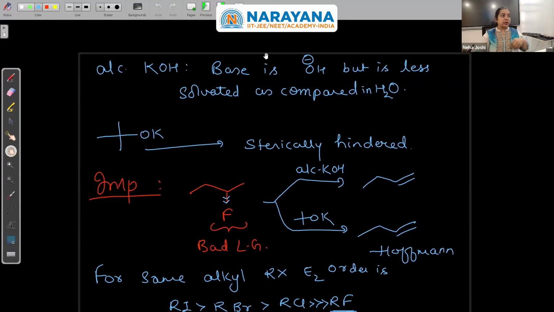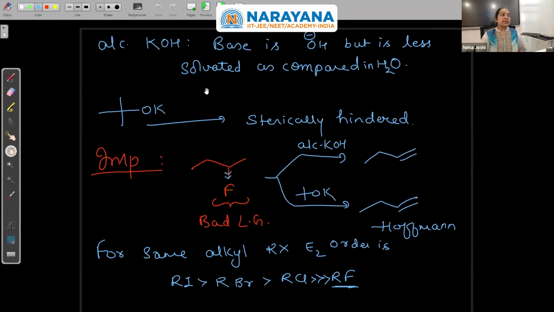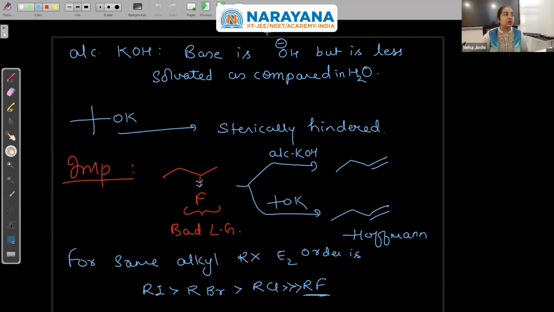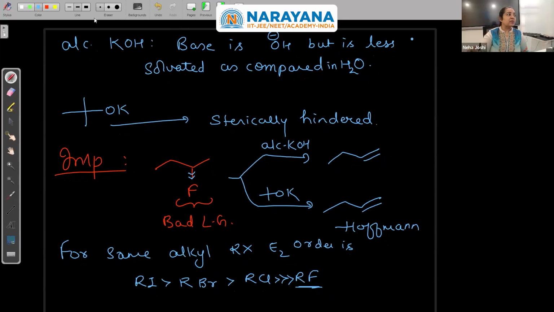Alcoholic KOH: the base is OH minus, but it is less solvated as compared to in water. Never ever consider that in alcoholic KOH there is something called RO minus. This is a wrong understanding by several students, that if we talk of alcohol and NaOH, then we get RO minus as a base. No, this is not what is being used, because this is a negligibly forward reaction.